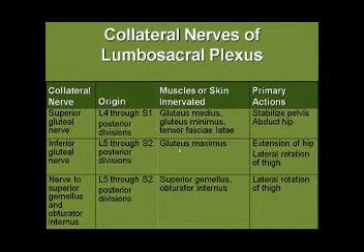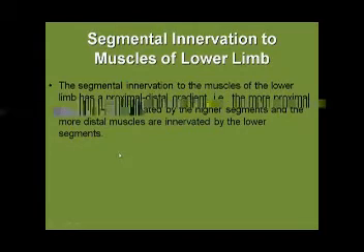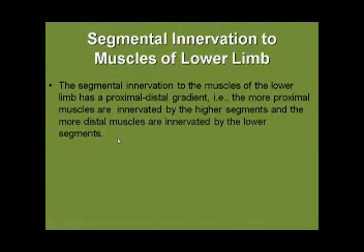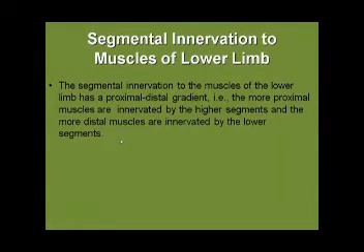Okay, so when we finished talking about the collateral and terminal nerves in the upper limb, we then turned our attention to the segmental innervation to the upper limb. And we said that although that was a whole separate pattern of innervation to learn, it was very simple because there was a proximo-distal gradient that we could apply. Well, pretty much the same is true in the lower limb with one slight modification.